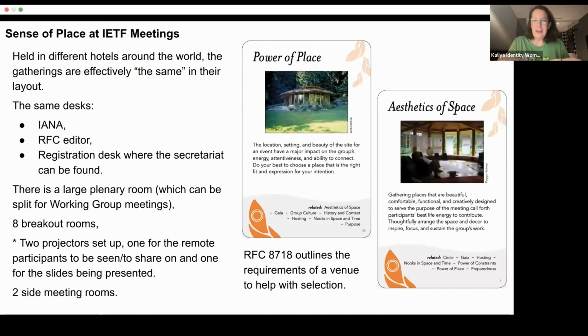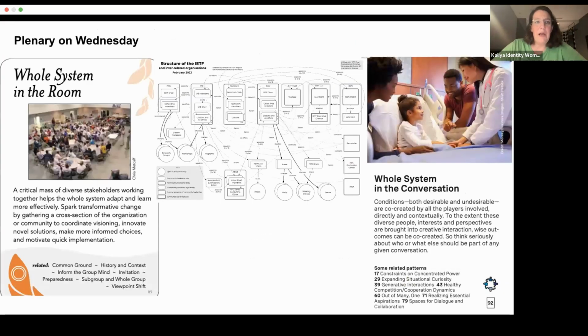They literally create the same meeting in different hotels all around the world. There are the same desks. There's a large plenary room, which can be split up into working group meeting rooms. There's usually about 8 breakout rooms. There's always 2 projectors, one for the meeting slides and one for the remote participants to zoom in and present from. And also that has the live transcription of people speaking so that folks who are non-native English speakers can read what people are saying in real time, or folks with other challenges that would be helpful for.